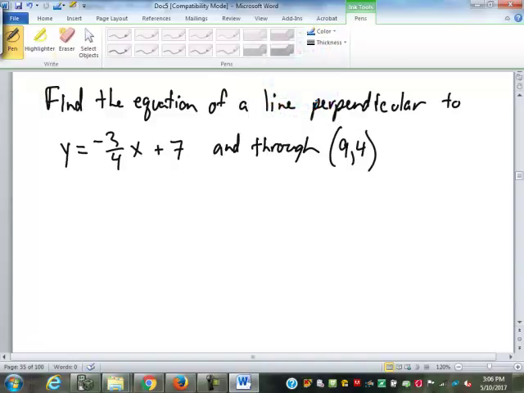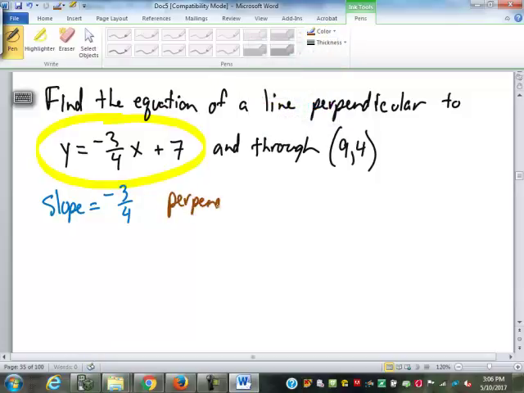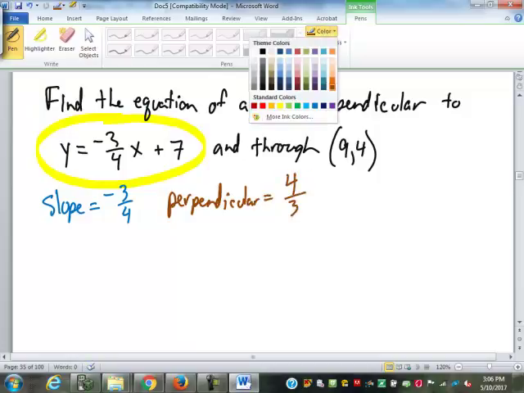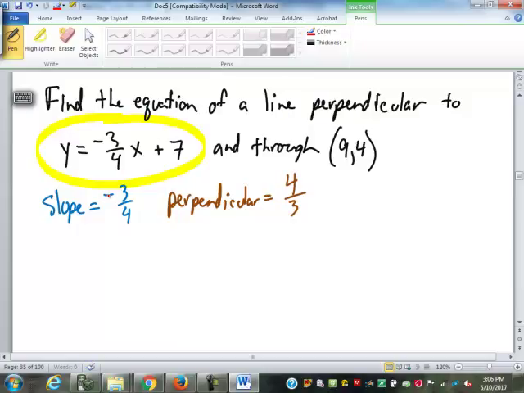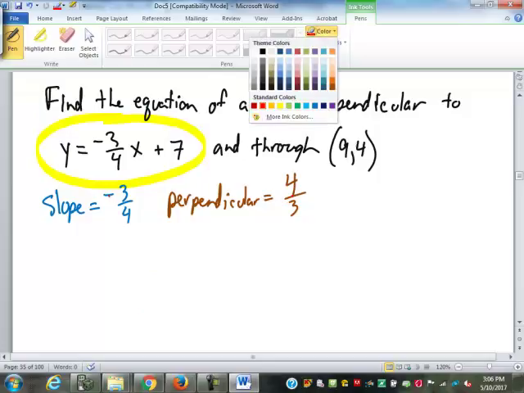So again, from this equation, there's only one piece of information we want. And what is it? The slope. And the slope is? Negative 3/4. For the perpendicular, it's going to be a positive 4/3, exactly. It has to be the opposite. So this one's negative, this one has to be positive. And reciprocal. 3/4 becomes 4/3. Good. Then what?